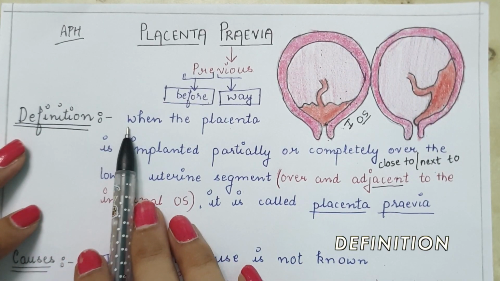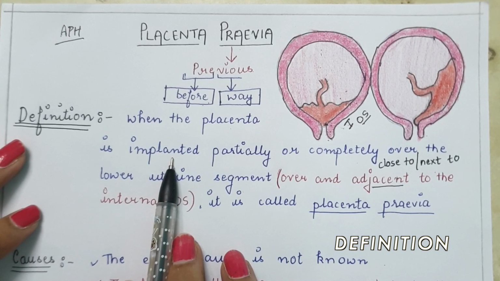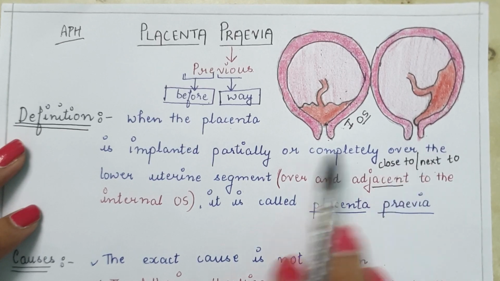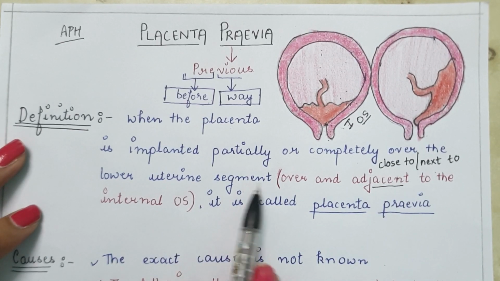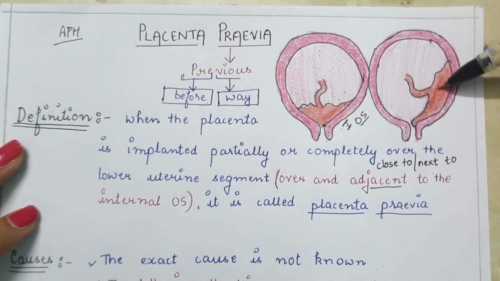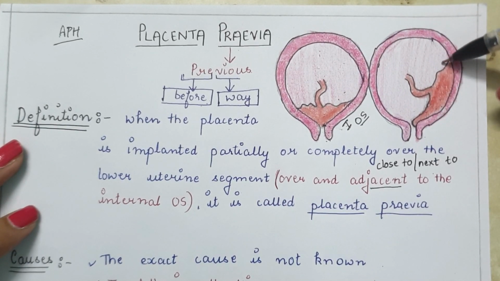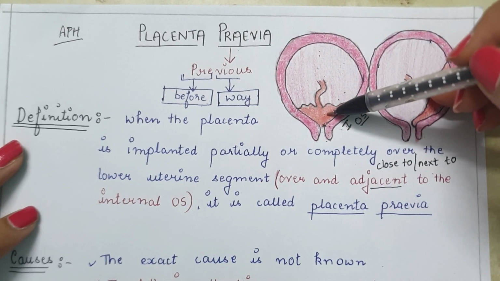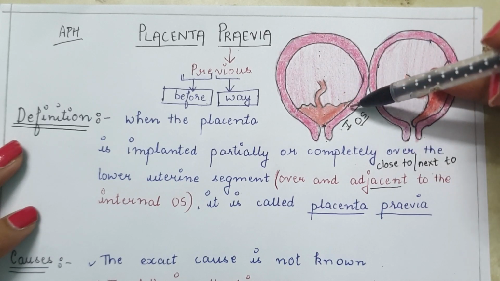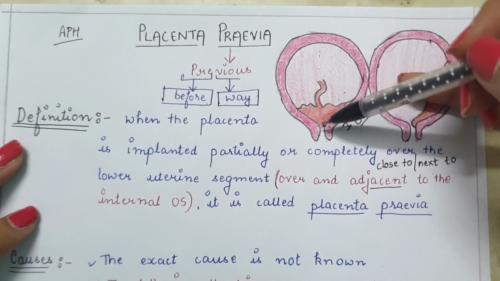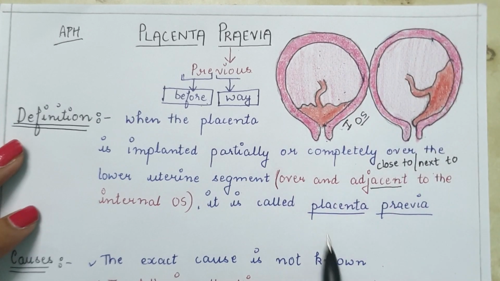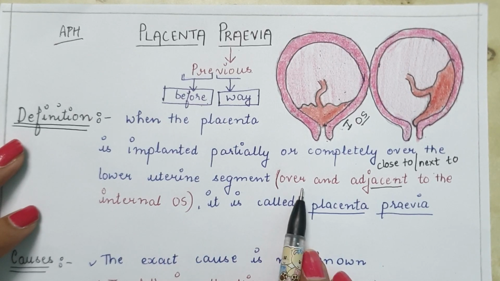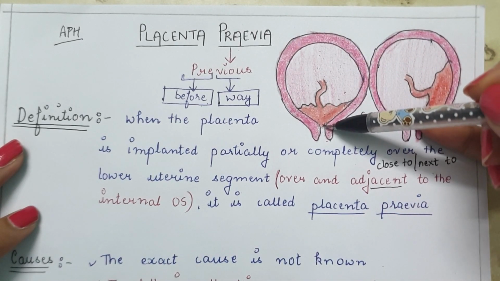Next is the definition. When the placenta is implanted or attached partially or completely over the lower uterine segment. In this diagram you can see the placenta is partially implanted over the lower uterine segment, while in this diagram you can see the placenta is completely implanted over the lower uterine segment. Over and adjacent to the internal os. So the placenta is present over the internal os.